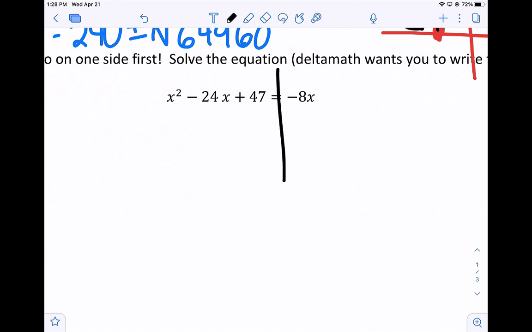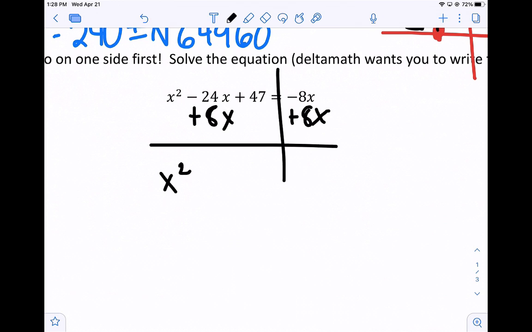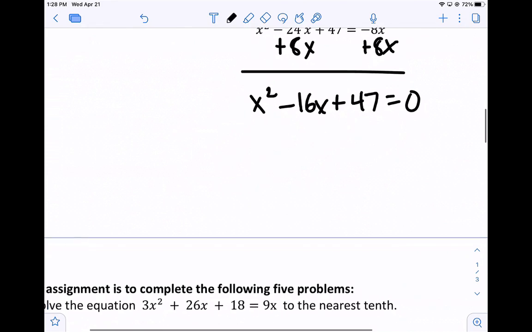We have a negative 8x. How do we make that a 0? We're going to add 8x to each side. So there's our first step. We'll get x squared, and then negative 24 plus 8 will give us minus 16x plus 47 equals 0. Now we can use the quadratic equation to solve.